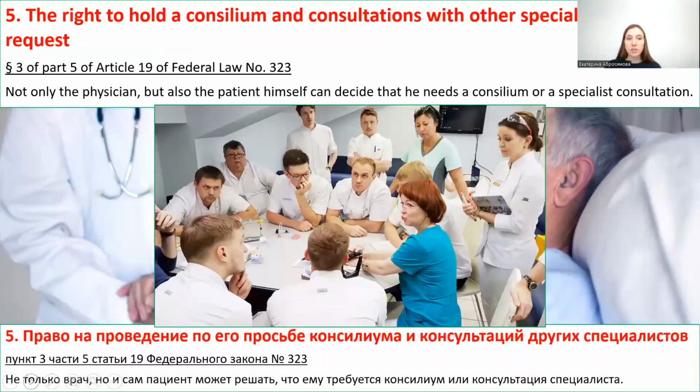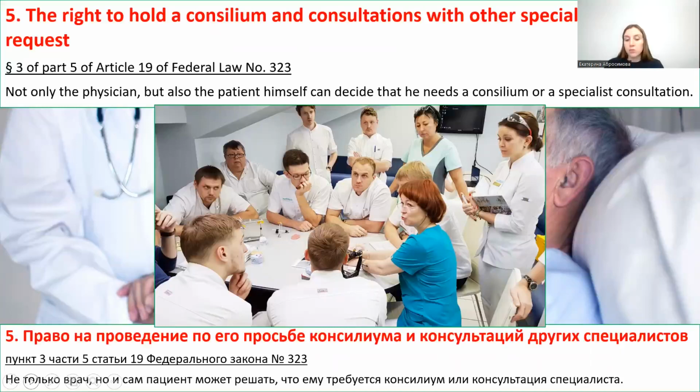Next right of the patient is the right to hold a consilium and consultations with other specialists at the request. This right is enshrined in paragraph 3 of Part 5 of Article 19 of Federal Law number 323. Russian patients rarely use this right because few patients know that not only the physician, but also the patient himself can decide that he needs a consilium or a specialist consultation.